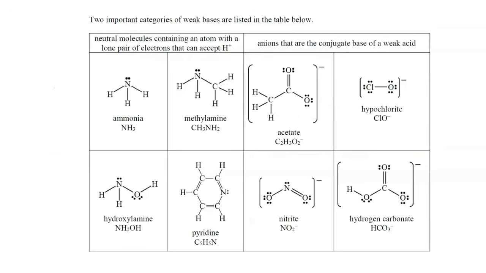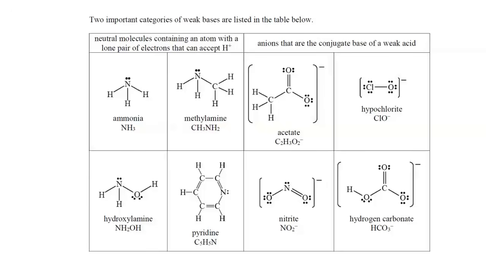Now, here are two important categories of weak bases that are listed in the table below. So these two categories of weak bases include neutral molecules that contain an atom with a lone pair of electrons that can accept H+, as well as anions or negative ions that are the conjugate base of a weak acid. So all of these species can behave as weak bases.